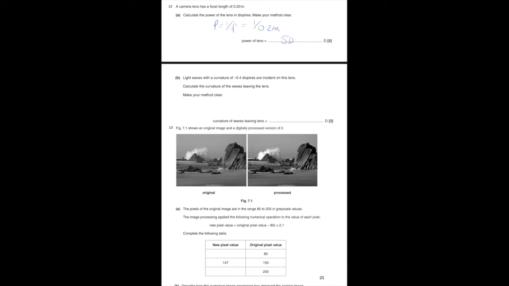Now we're looking for the curvature leaving the lens. In this instance we are looking for 1 over v. Remember, 1 over v is 1 over u plus 1 over f. 1 over u is also the curvature of the light arriving at the lens, which we've been told is minus 0.4. So our value for 1 over u is minus 0.4 plus our 1 over f, which we just calculated, which was 5 D, and therefore our value for 1 over v, which is the curvature leaving the lens, is 4.6. So 4.6 diopters.